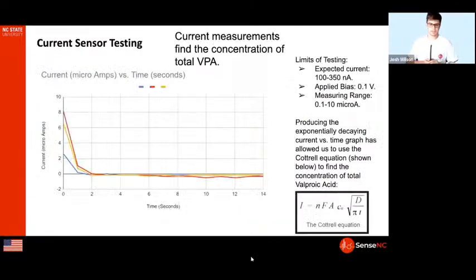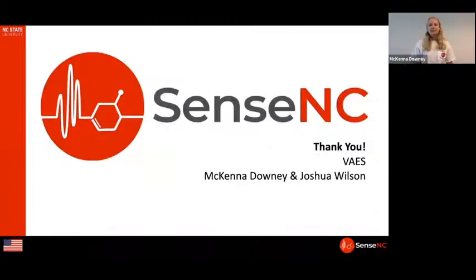During the current sensor testing, we used various analog devices and saltwater testing and replacement of the serum. We were able to produce an exponentially decreasing current versus time graph, which was an important aspect so we can use the Cottrell equation. Our sensor was able to transduce a current of 100 to 350 nanoamps with an applied bias of 0.1 volts. Our low power potentiostat circuit can expect a typical current of 80 picoamps, which is much lower than our expected current measurements.